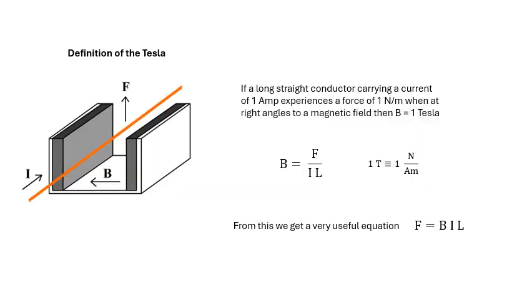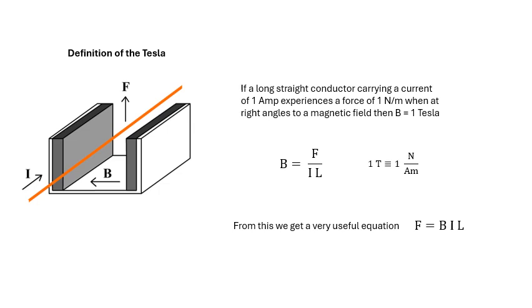The definition of the Tesla. Now, we haven't defined the Tesla. Basically, the field is 1 Tesla if the force is 1 Newton per meter, so it's 1 meter, and the current is 1 amp. If a long straight conductor carrying a current of 1 amp experiences a force of 1 Newton per meter when at right angles to a magnetic field, then the strength of the field is 1 Tesla. So that is our definition of the Tesla.